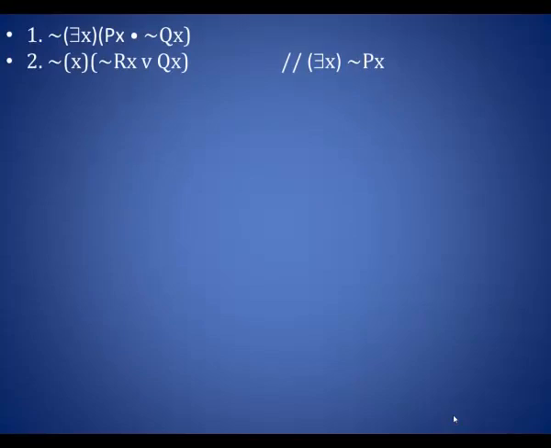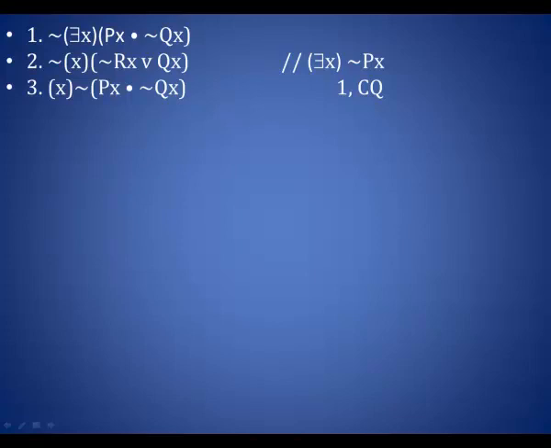What we need to do, since we cannot instantiate lines 1 or 2, is we're going to have to use our new rule, which is the quantifier exchange rule. Now remember, line 1 says it is not the case that there exists an x such that x is p and x is not q, which just means the same thing as for all x, it is not the case that x is p and x is not q.